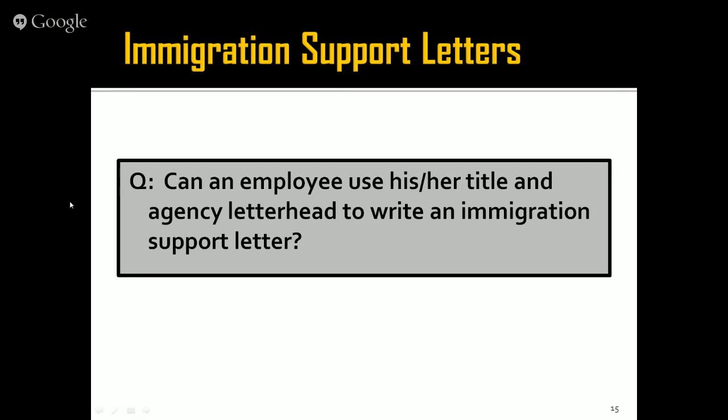Exactly. But it has to have been through your federal employment. So if the basis upon which you're writing this letter is because it's your next door neighbor, or it's a friend, or it's someone that you've met through some other nonprofit work or whatever, then under that circumstance, you could still write the support letter, but you could not sign it using your title and official position, and you could not use your agency letterhead. Interesting. Okay. Excellent.